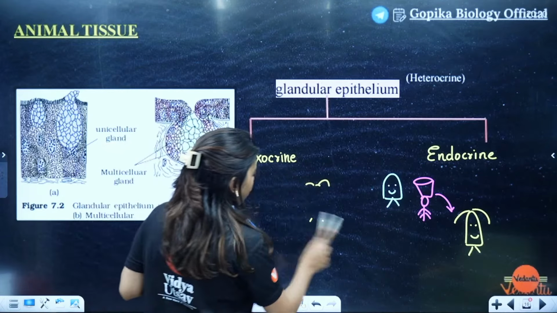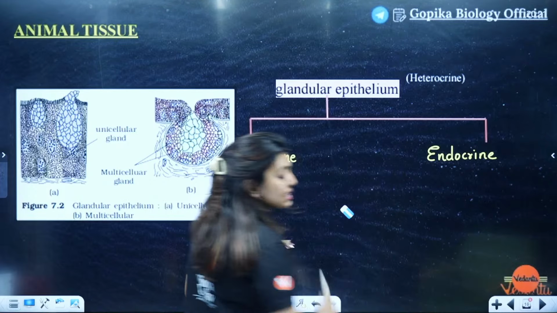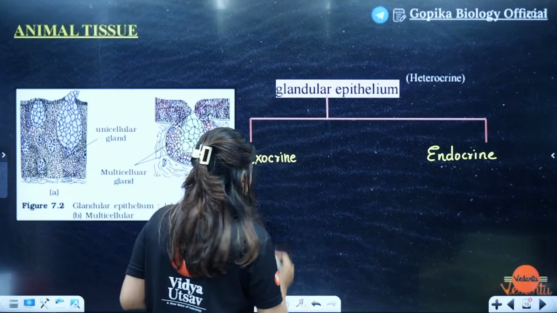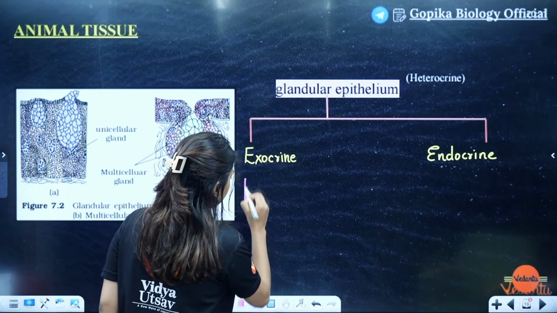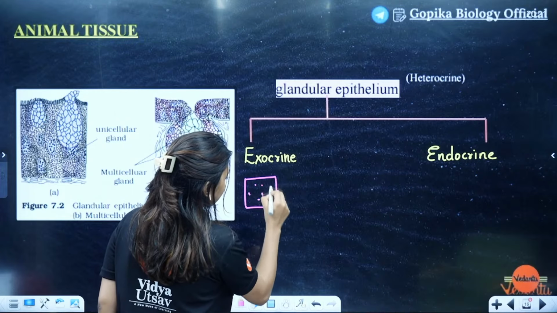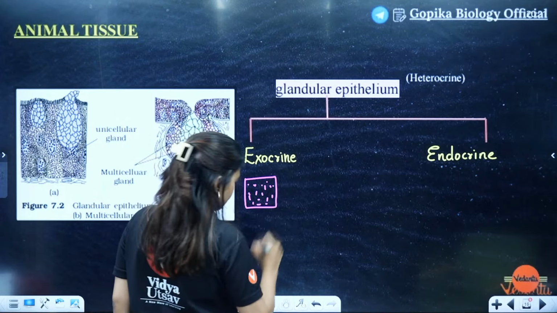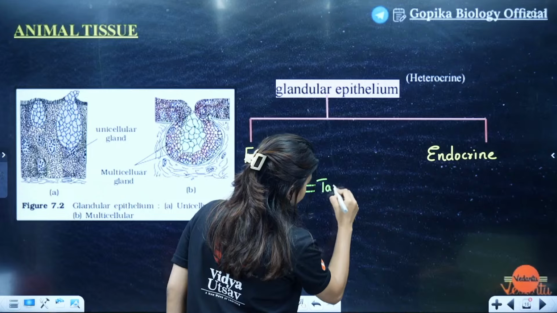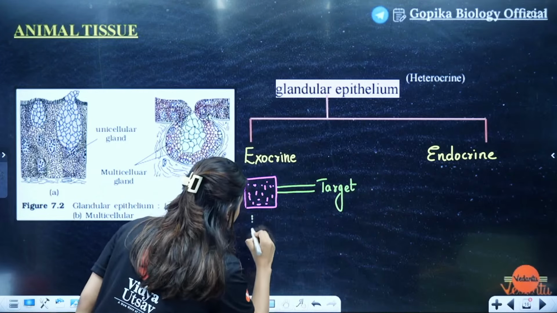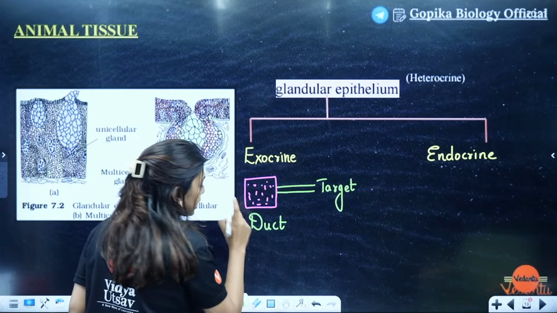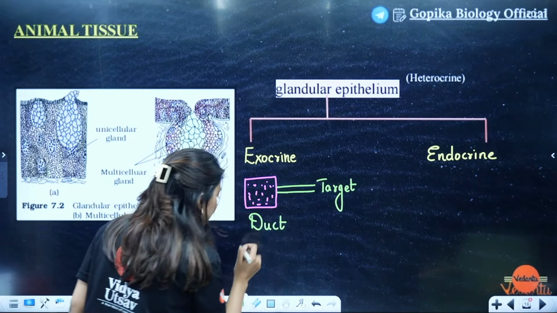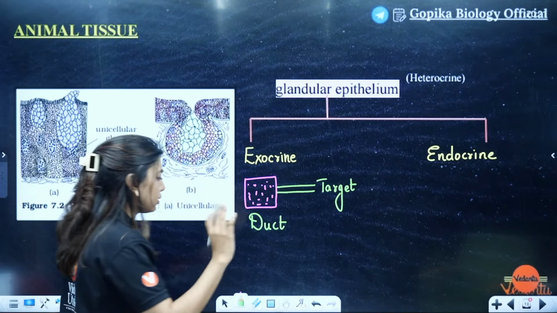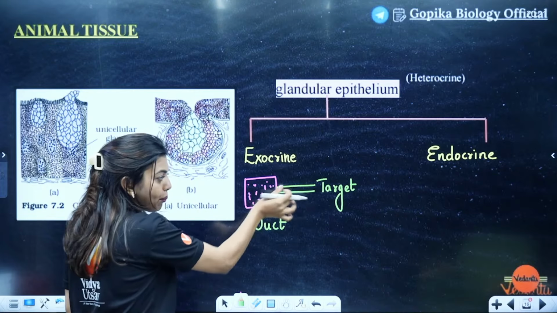Why this example is important is very simple, students. Exocrine means they have ducts. Ducts are similar to tubes. From the organ that is making the secretions, there is a proper duct system to the target. These are the exocrine glands, for example the salivary gland, the pancreas, and the gonads also come in because they are heterocrine. They add their secretions properly with the help of a duct.